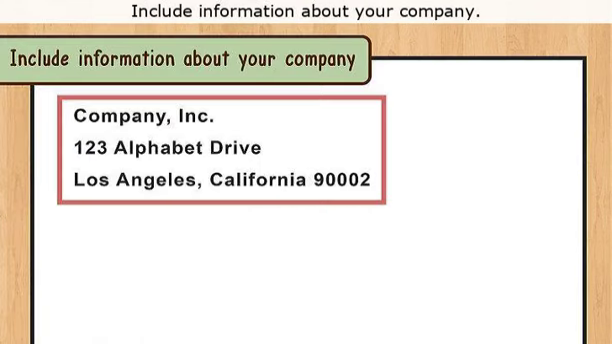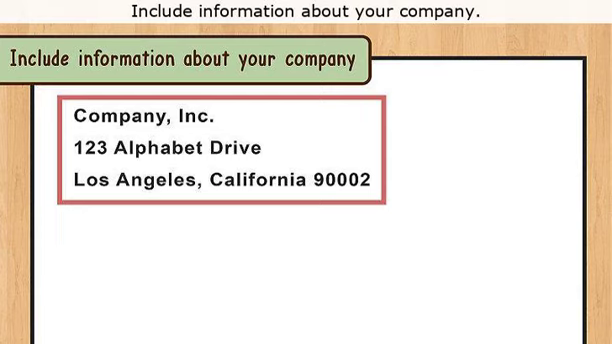Step 3. Include information about your company. List your company name and the company address, with each part of the address written on a different line. If you're self-employed or an independent contractor, add your name either in place of the company name or above it. If your company has a pre-designed letterhead, you can use this instead of typing out your company and address.